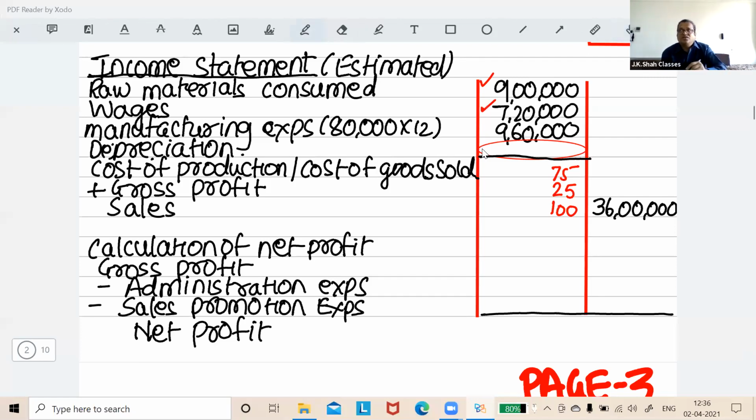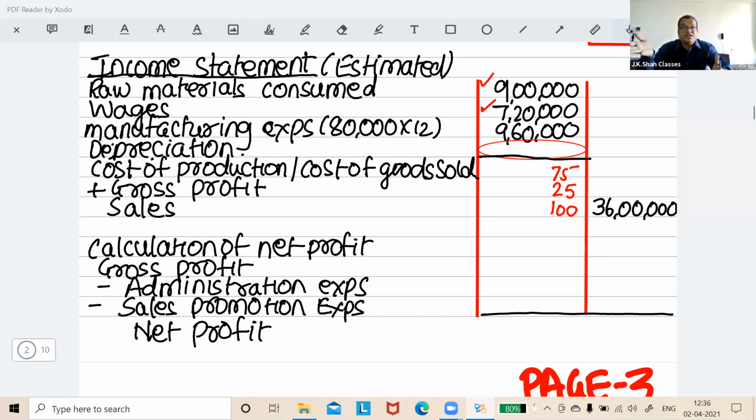Wages 7,20,000. Where did you get it? Question. Correct. Manufacturing expense 9,60,000. Did you understand from where this 9,60,000 has come? Question, but in a little different way. They are telling us it's outstanding 80,000 for a duration of 1 month. So for 1 month it is 80,000.